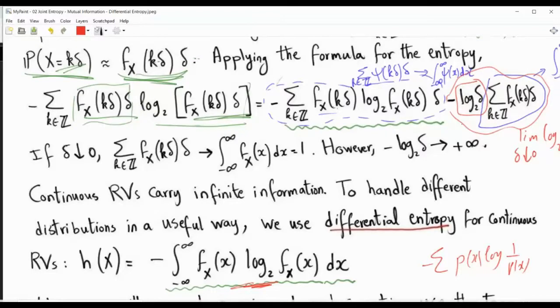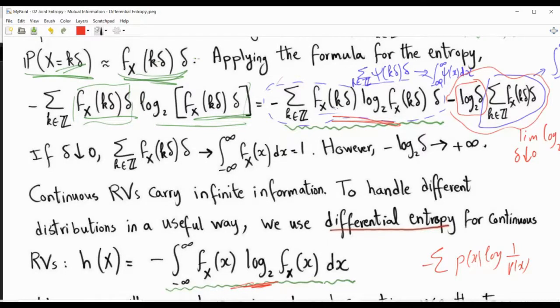It's common to all continuous random variables, because this quantity is 1. There is a summation here that is basically the integral of the PDF, which is 1. So regardless of the distribution, you will always get this quantity here, which is minus log delta to the base 2, and so you get this infinity in all of them. So just ignore it and talk about this quantity. This quantity will be given a name, differential entropy. So for continuous random variables, we use differential entropy rather than entropy.